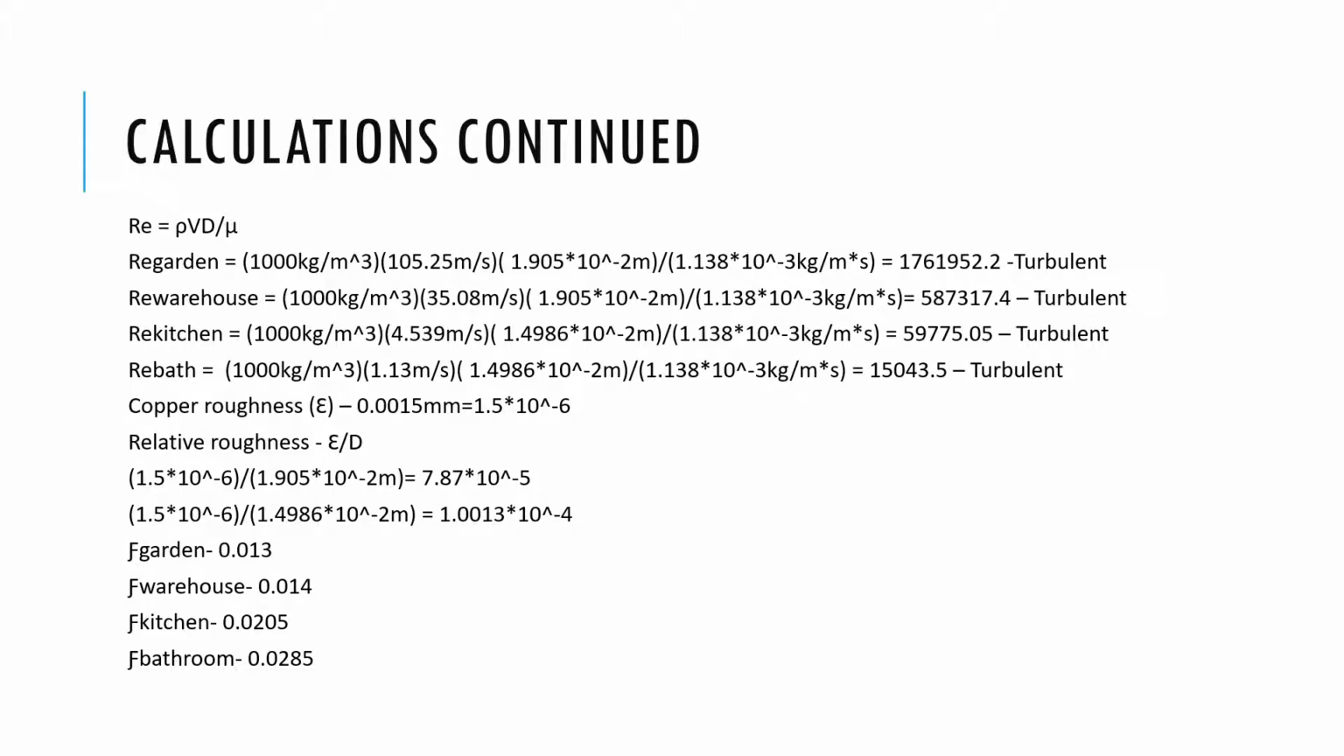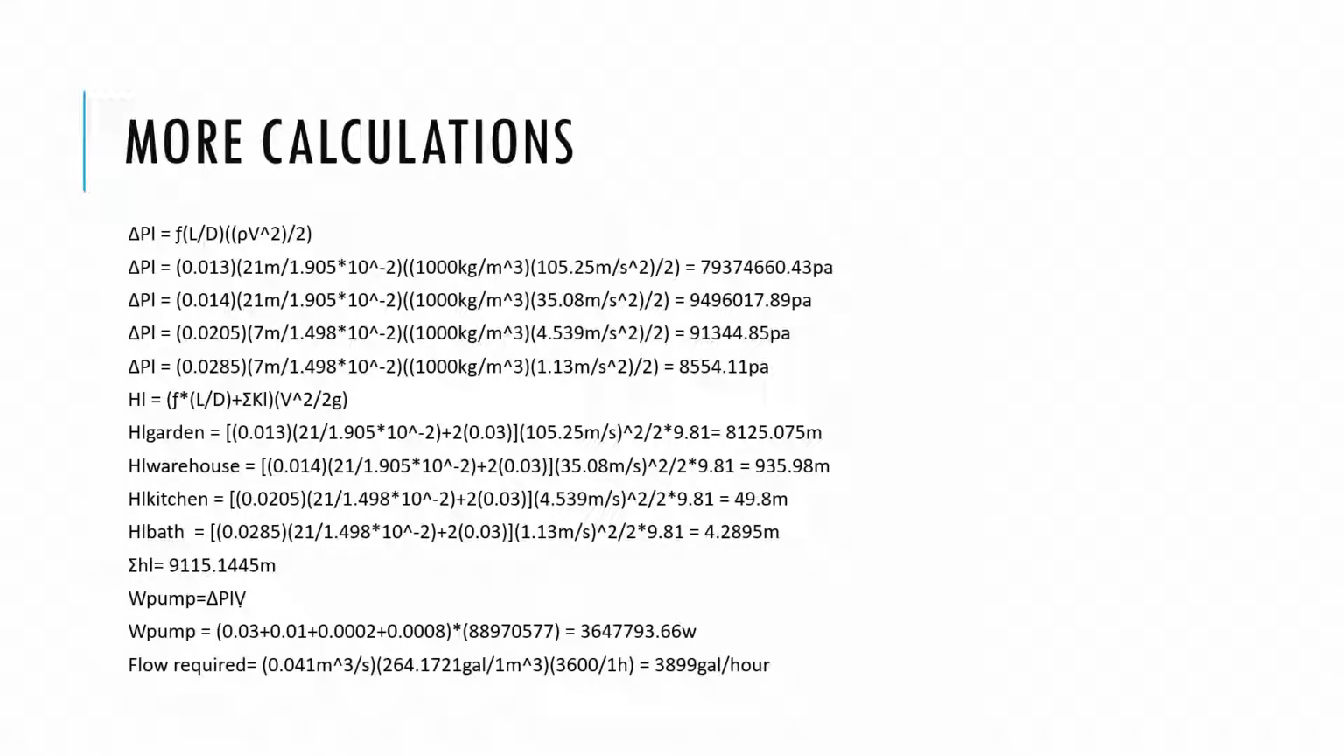All right, Reynolds numbers. So here are my Reynolds numbers for the garden, warehouse, kitchen, bathroom. Also the copper roughness used, which was 1.5 times 10 to the negative 6th. I also put right here my friction factors for garden, warehouse, kitchen, and bathroom. All right, rest of the calculations.